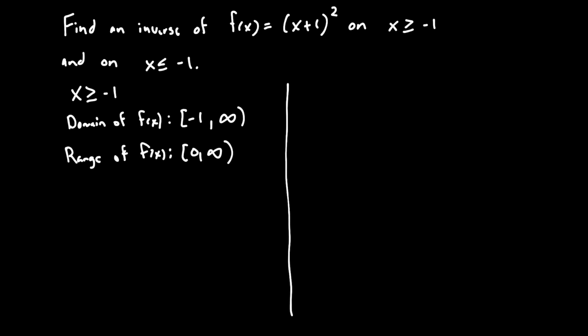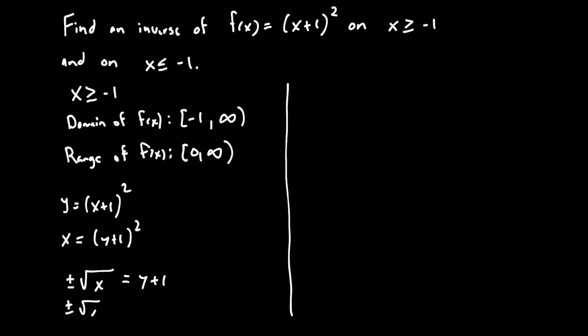To find the inverse, let's rewrite our equation y is equal to x plus 1 raised to the second, and we're going to switch our x and y's. So we'll get x is equal to y plus 1 raised to the second, and now we're going to solve for our y value. Taking the square root of both sides, we'll get plus or minus the square root of x is equal to y plus 1, and we see that we'll get plus or minus the square root of x minus 1 is equal to y.